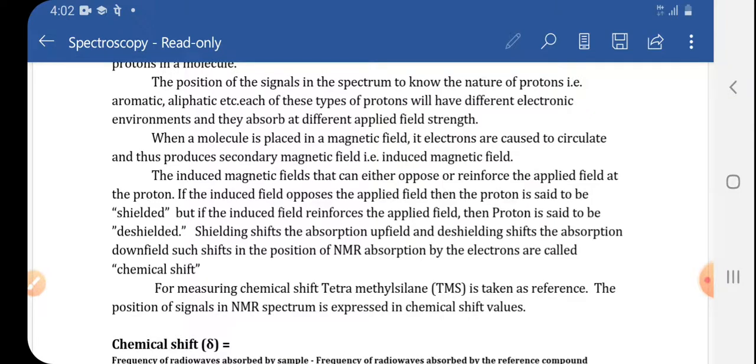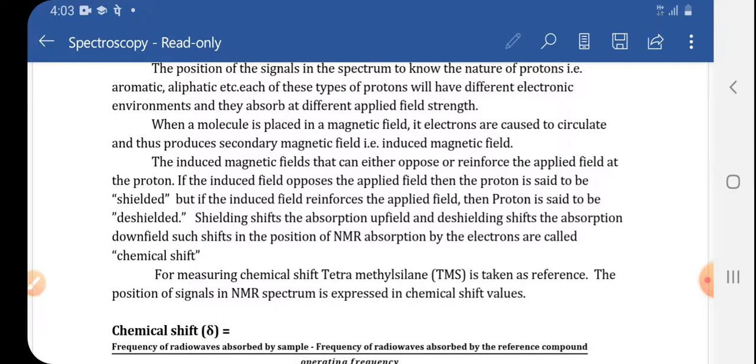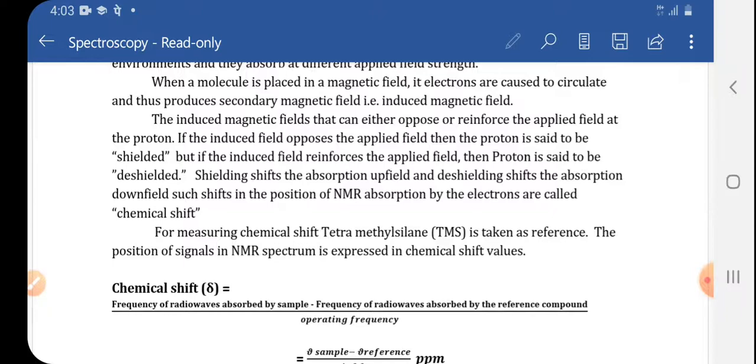So these two fields may have the same direction or opposite directions. If the induced magnetic field is parallel to the external magnetic field, having the same direction, then that effect is called de-shielding, and the protons are said to be de-shielded protons. Otherwise, if the induced magnetic field is opposite to the external magnetic field, then that proton is called a shielded proton.